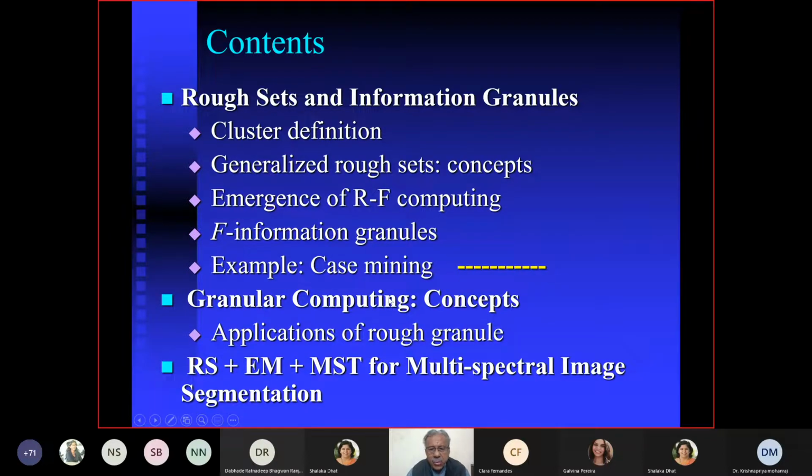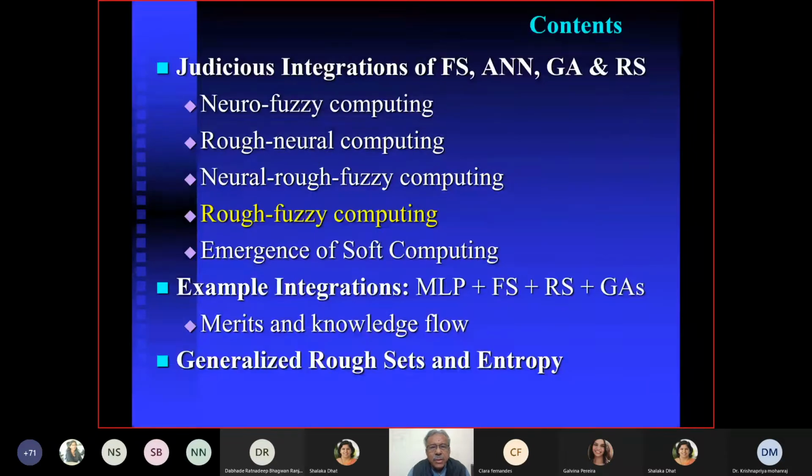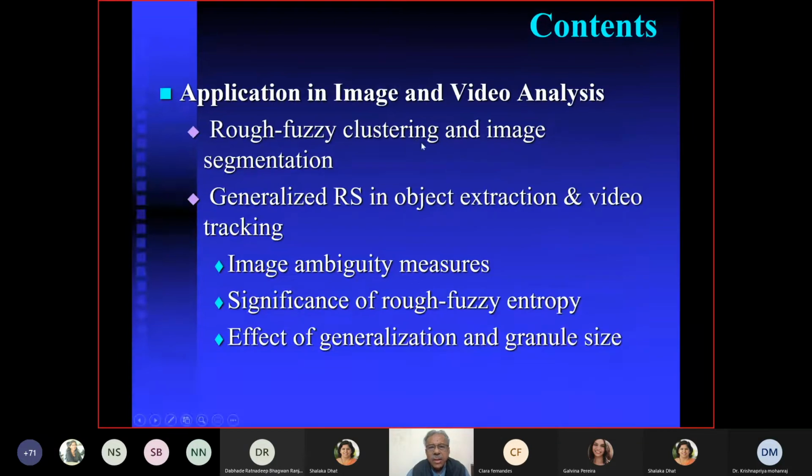And then today I'll be explaining granular computing applications of those, then how to integrate different tools for multispectral image segmentation as an example, then judicious integration of all those soft computing tools. Emergence of soft computing will come every time. Example of integration, generalized rough sets and entropy, that's very important. And then application to image and video analytics today. Let's see how much I can cover.